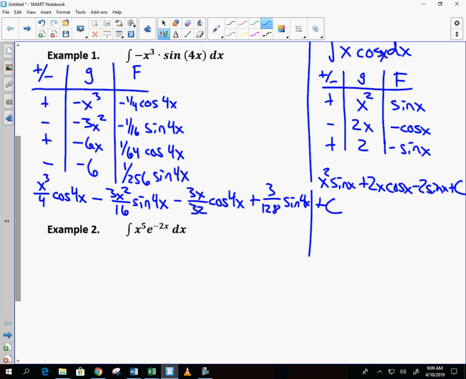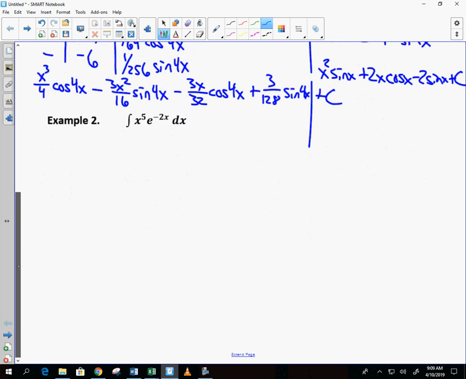So you can see that the table saves us a lot of work. It also helps us do more complex problems.